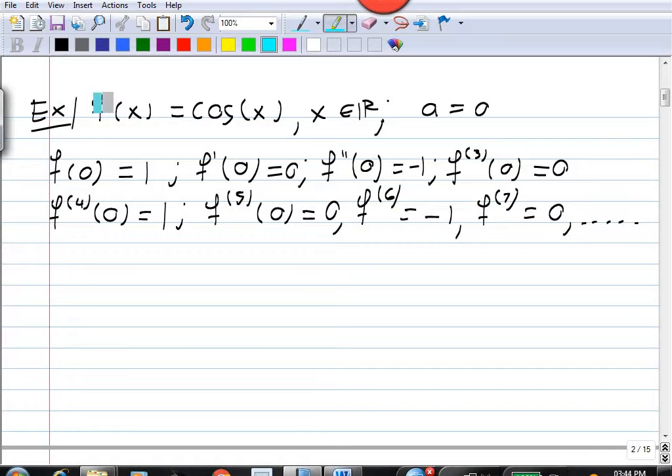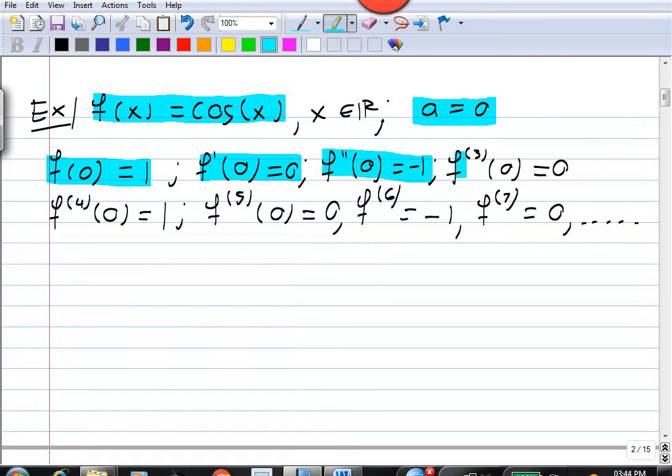Let's take the function f of x as cosine x, and we let a be 0. Now, it's easy to compute the values of f and its derivatives at 0. In particular, f at 0 is 1, the first derivative of f at 0 is 0, the second derivative is minus 1, the third derivative is 0, the fourth derivative is 1, the fifth derivative 0, the sixth derivative minus 1, the seventh derivative 0, and so we carry on. The pattern continues ad infinitum.